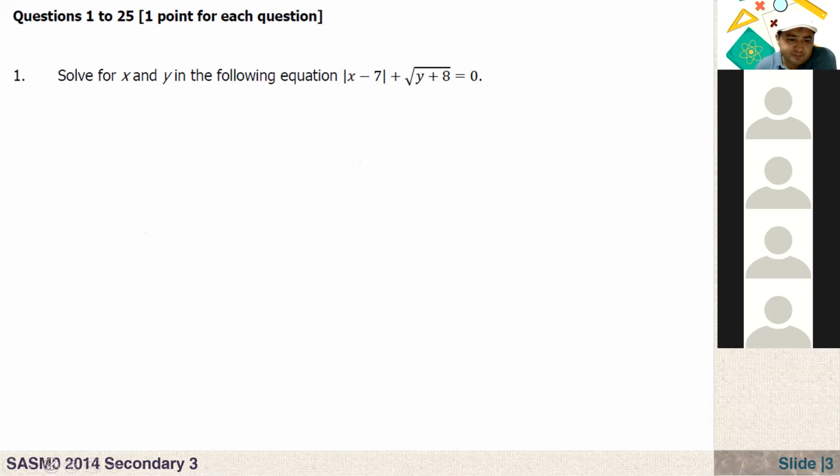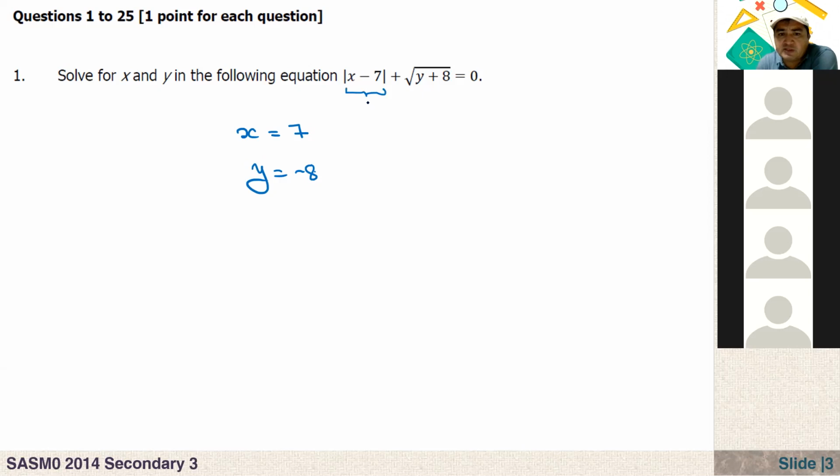So in this question, Narmin, just tell me the idea. Do you know how we solve this kind of question? What is the solution? What is X? What is Y? If I'm not mistaken, we're writing negative x plus 7. So X is equal to 7, right? And Y is equal to negative 8. That's the solution. Why? Because here we have absolute value, right?